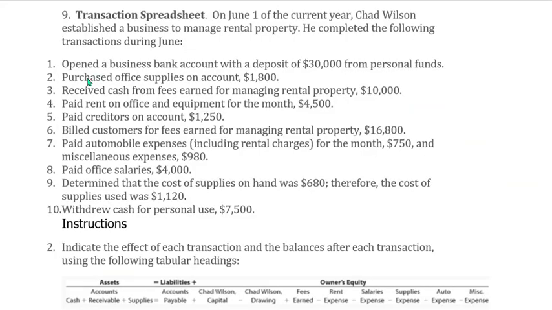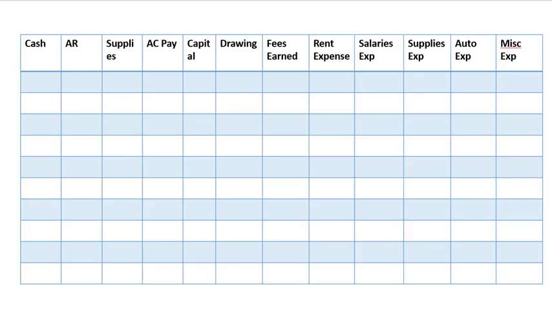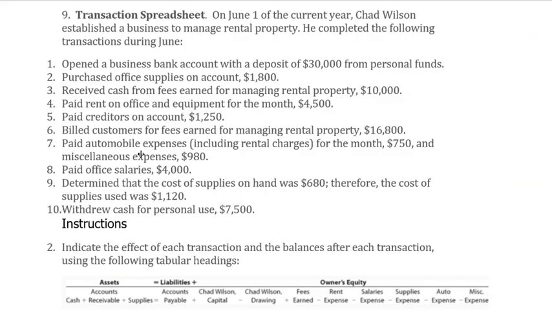The first one is we opened a bank account with a deposit of $30,000 from personal funds. That was the first thing he did. So this is our first transaction, and we've got $30,000 in cash coming in. That's going to increase our capital account by $30,000. It's like a transfer from personal funds to the company, two different entities.